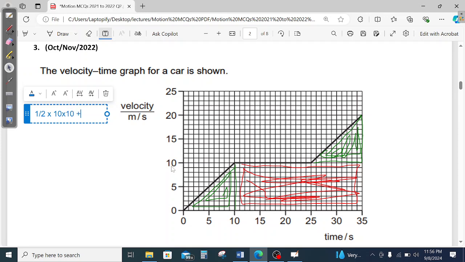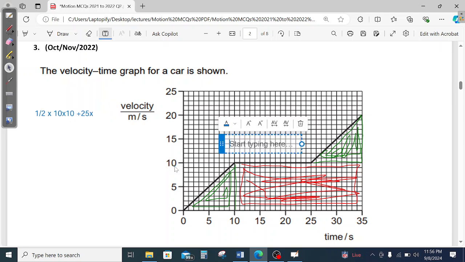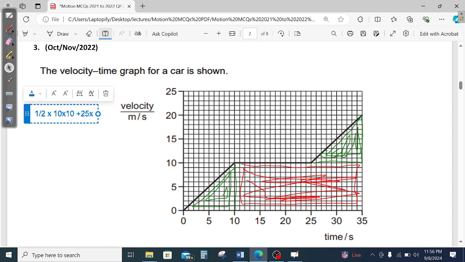plus this is your rectangle. In the rectangle case you have to multiply length with width. Length is starting from 10 ending at 35. Subtract 35 minus 10, you will get 25. Is it clear? And width is, the curve is moving horizontally and its value is 10, plus again this is a triangular shape.